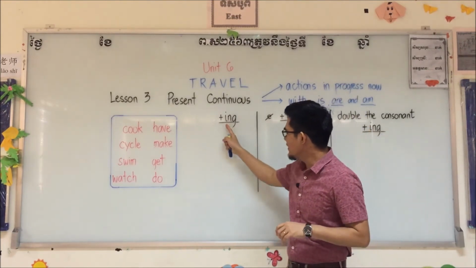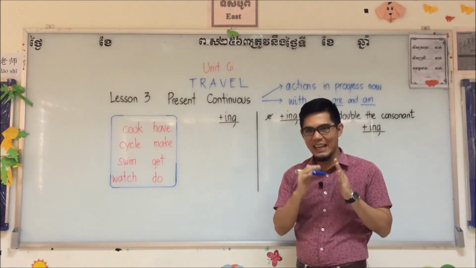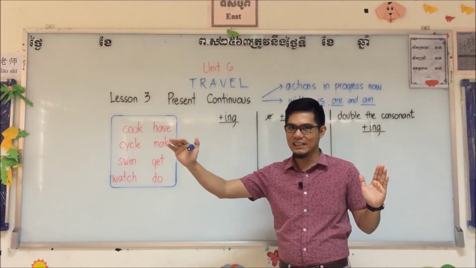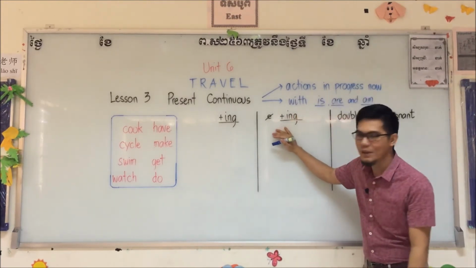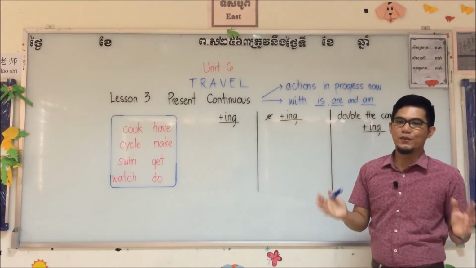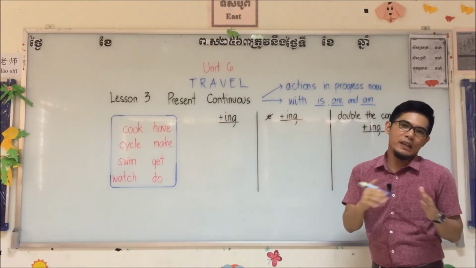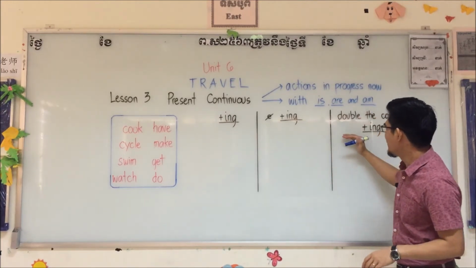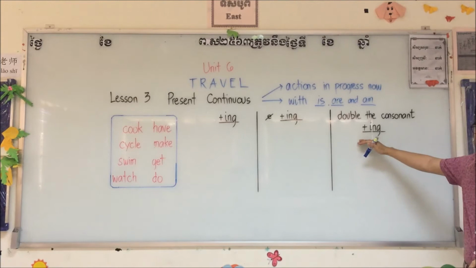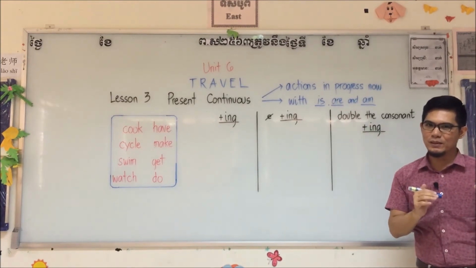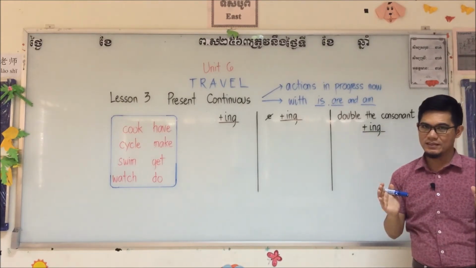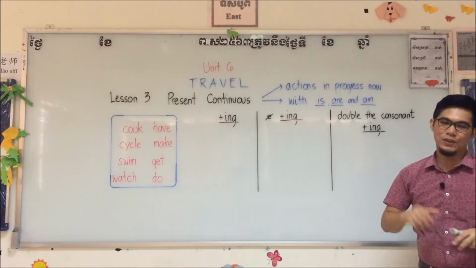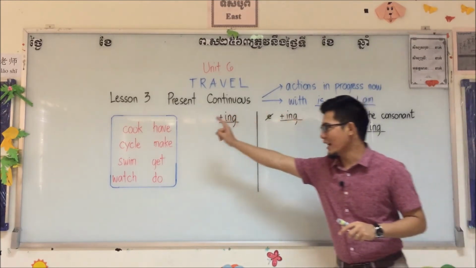Rule number 1, we simply add ing. Verb plus ing. Okay? Rule number 2, we remove the e. Those verbs that end with e, we remove the e and we put ing. That's rule number 2. And for rule number 3, we've got consonant, vowel, consonant verbs. We double the consonant and add ing. So, 3 rules. Let's try.